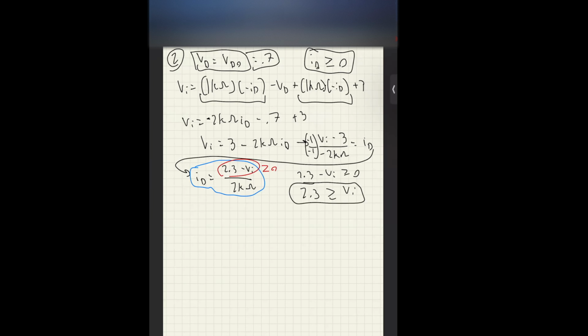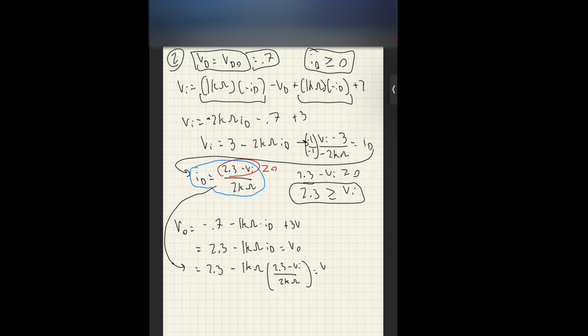Now that we have this, we can go back to our old KVL and get VO equals negative VDO minus 1K times ID plus 3 volts. This is negative 0.7 now. And so now we have 2.3 minus 1K times ID is equal to VO. In order to get this in terms of VI, we plug in our ID over here, right?